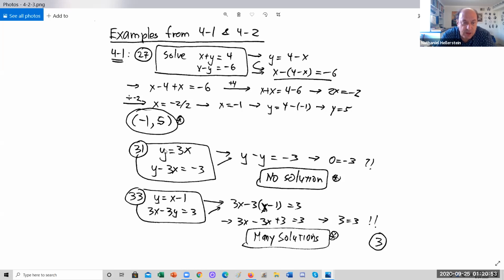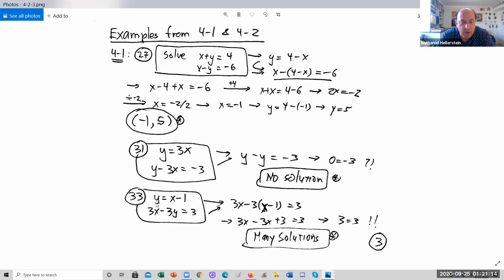This one's very easy. y equals 3x. y minus 3x is negative 3. Okay, fine. This 3x is the same as this 3x, which is y. So you get y minus y equals negative 3, or 0 equals negative 3, which is manifestly absurd. So therefore, these were parallel lines, and there's no solution.